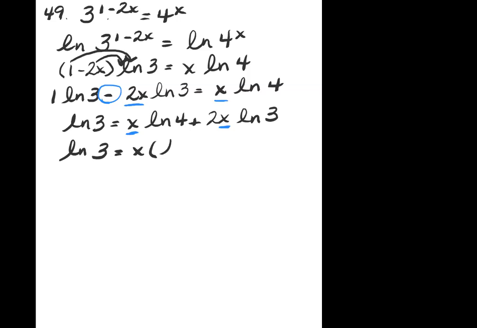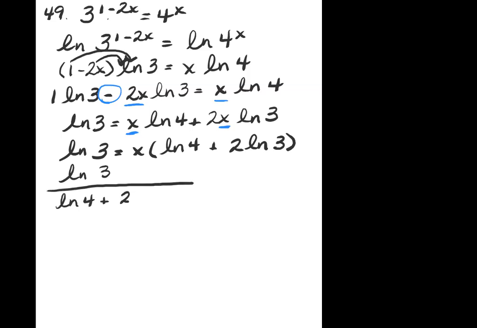In the front term, I'm left with ln of 4. In the back term, I'm left with 2 ln 3. And then I'm going to take that whole parentheses and divide it. ln 3 divided by ln 4 plus 2 ln 3 equals x, and that is 0.307 as a decimal. So a lot of work here, a lot of little pieces that you have to be careful about.